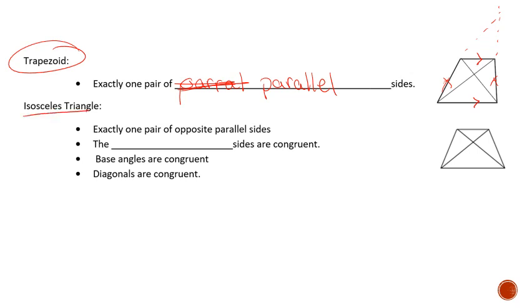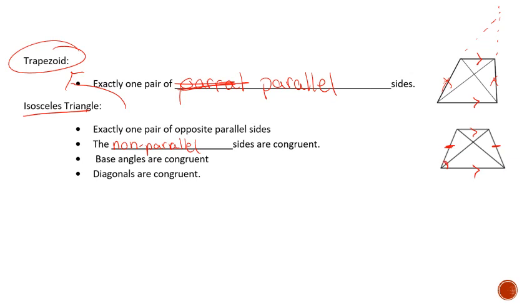An isosceles trapezoid, on the other hand, is where we will see a set of congruent sides. So it has the features of the original trapezoid. It has exactly one pair of parallel sides. And then the non-parallel sides are going to be congruent. So this side is congruent to the other side.